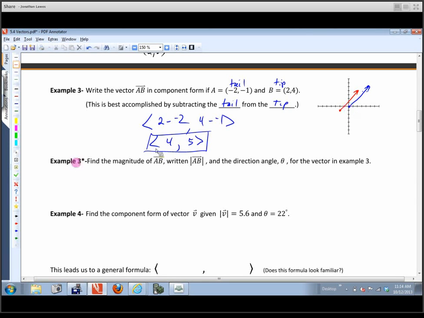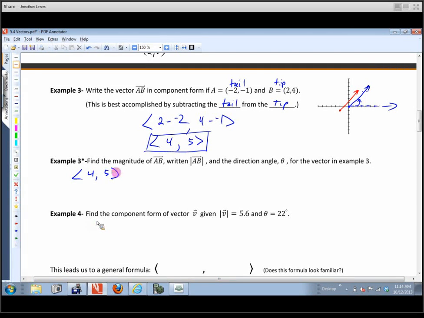Okay, so example 3 star says, find the magnitude of AB, and again, this is the way we'd write this, and the direction angle. So let's go ahead and do this. And this is the nice thing about having this as a position vector. I've already got standard position right here. I just need to measure that angle, and I need to know how long it is. So here's how we do it if we've got it in component form. This is 4, 5 in those angle brackets.